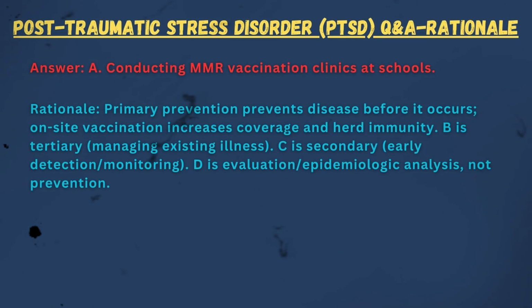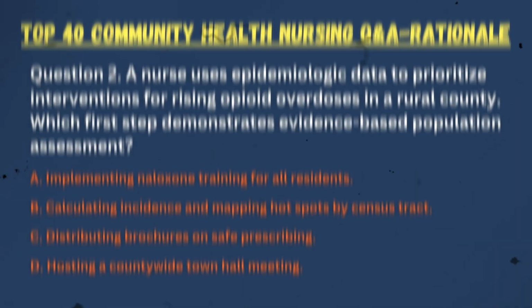Answer A. Conducting MMR vaccination clinics at schools. Rationale. Primary prevention prevents disease before it occurs. On-site vaccination increases coverage and herd immunity. B is tertiary, managing existing illness. C is secondary, early detection/monitoring. D is evaluation/epidemiologic analysis, not prevention.